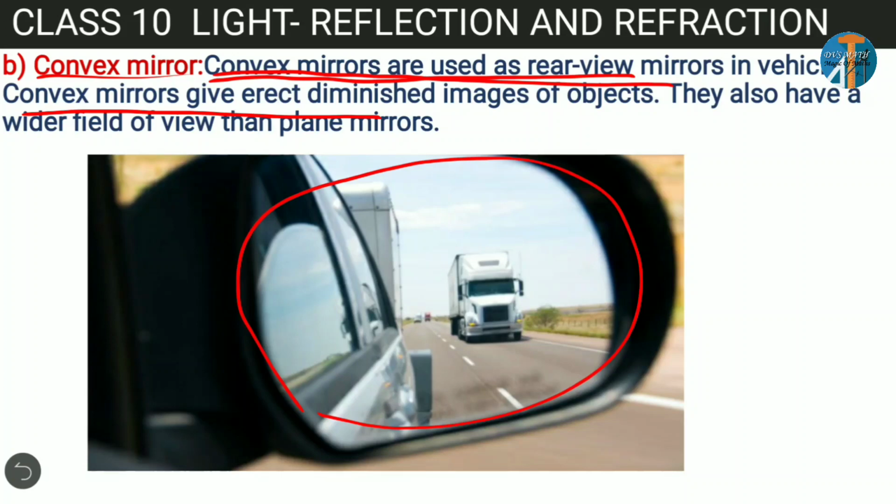It diverges a lot and covers everything there. But a concave mirror is not like that. It takes only a smaller part. It will converge at one point, but it will not diverge. As a convex mirror is a diverging mirror, from this small mirror you can observe the wide range. This is the main reason why convex mirrors are used as rear view mirrors, or side mirrors, in vehicles.